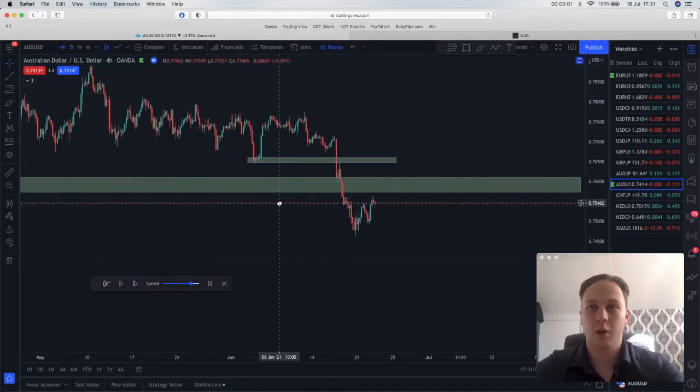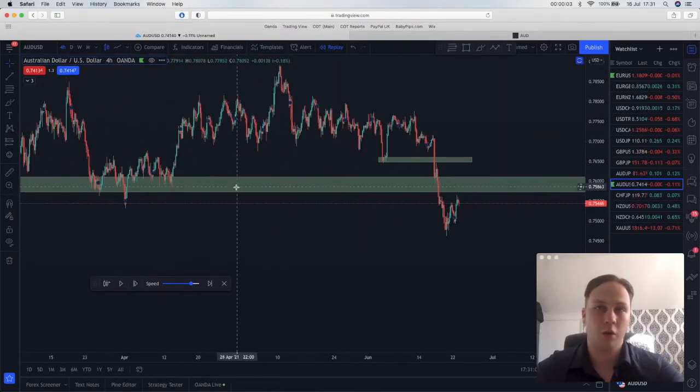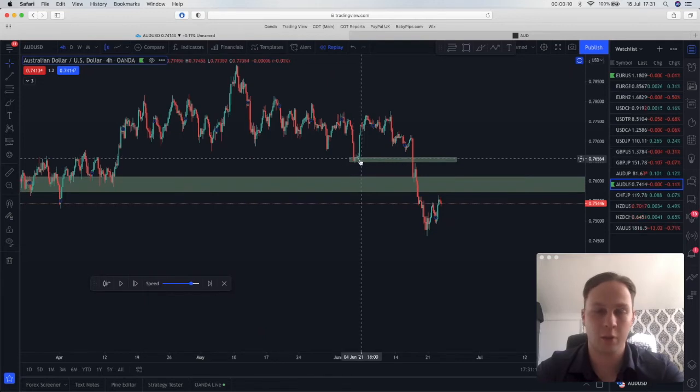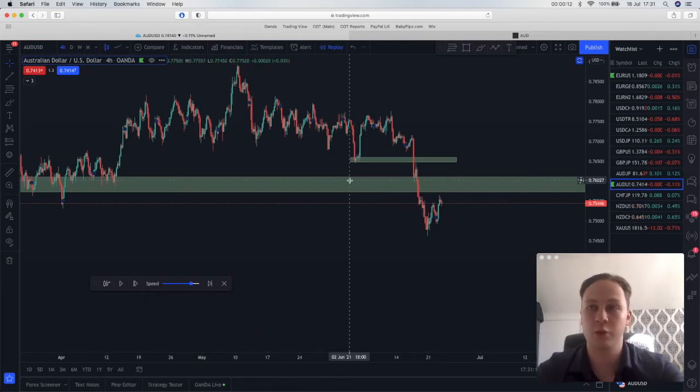So we've now broken below this previous level of structure, which was support, and now we can expect it to turn resistance. But the level is not quite as clean as it was in our previous trade which we took, which turned into a nice 100 pip profit.